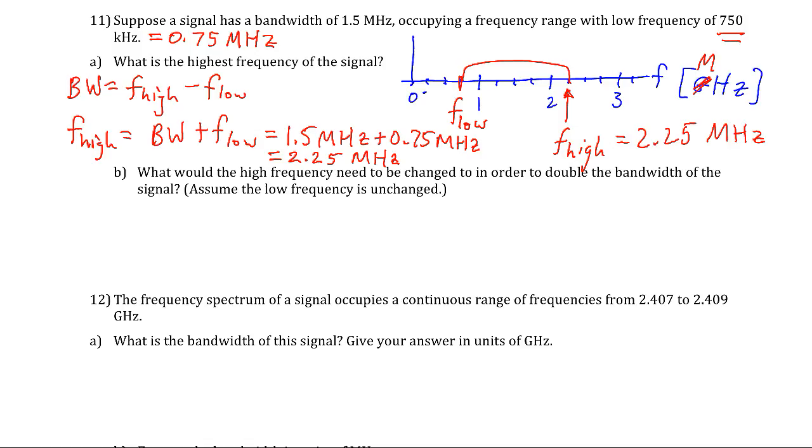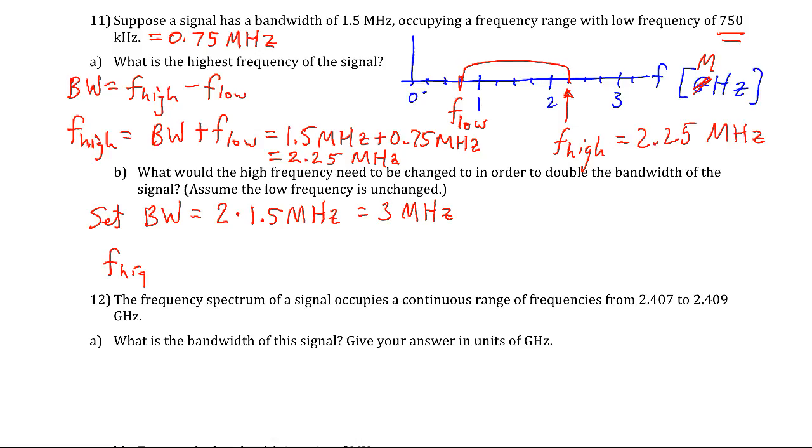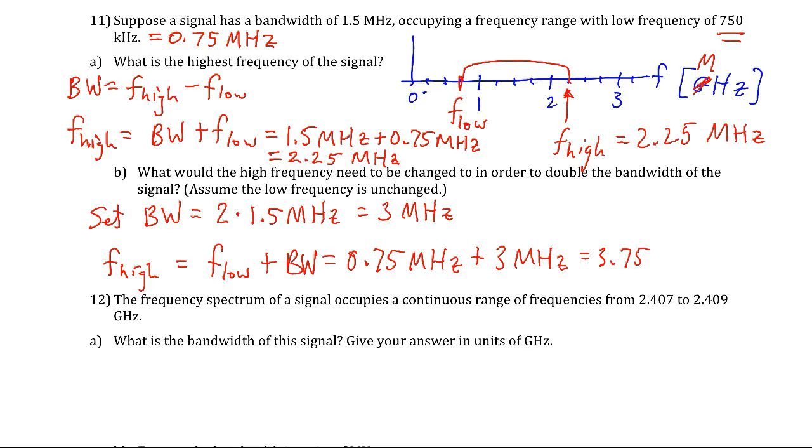Finally, what would the high frequency need to be changed to in order to double the bandwidth of the signal? Well, let's set the bandwidth to be twice, 2 times the 1.5 megahertz. And that's going to be 3 megahertz. And therefore, F high is F low plus the bandwidth, which is 0.75 megahertz plus 3 megahertz, which is 3.75 megahertz.